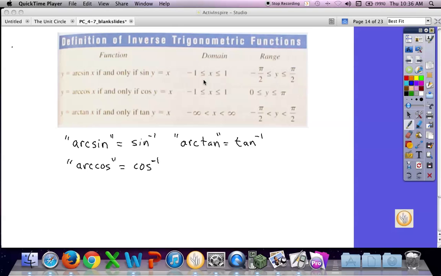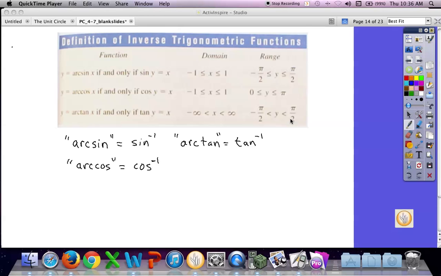So again, for the sine, we're interested from negative pi over 2 to pi over 2. For the cosine, it's 0 to pi. For the tangent, it's negative pi over 2 to pi over 2. Right? The domain of inverse functions: for the sine, it's negative 1 to 1. For the cosine, it's negative 1 to 1, because those are the limiting values on sine and cosine.